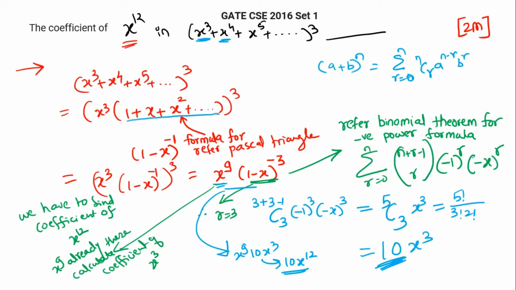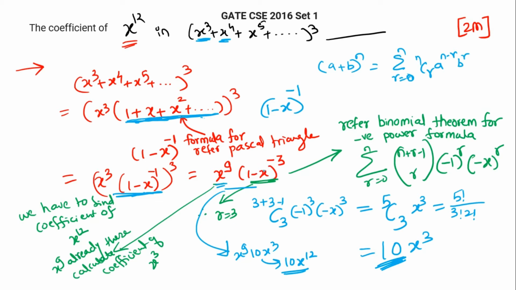If we see the binomial theorem, we can get the formula for 1 minus x raised to the power minus 1. That is from the Pascal triangle, from the first diagonal row, we get this formula. If we take x cube out of the bracket of the cube, we get x raised to 9 into (1 minus x) raised to minus 3.